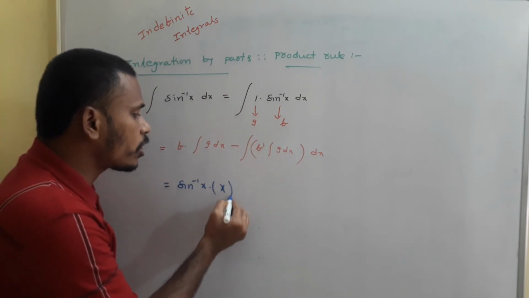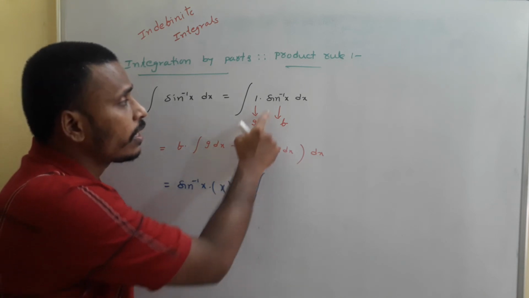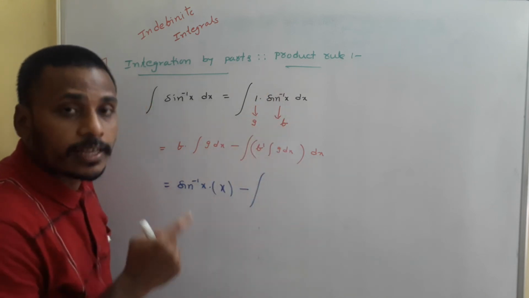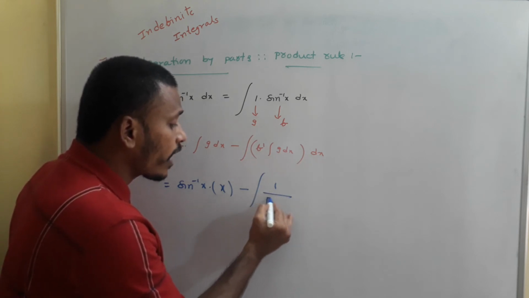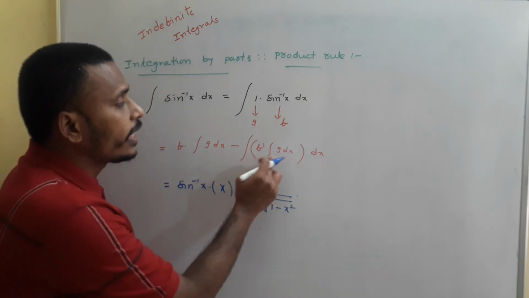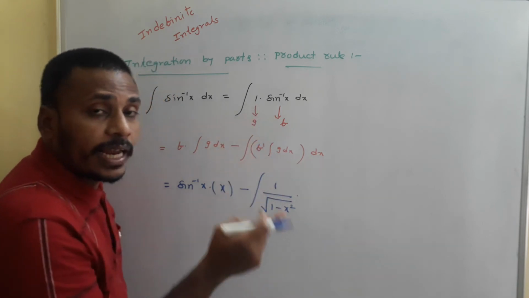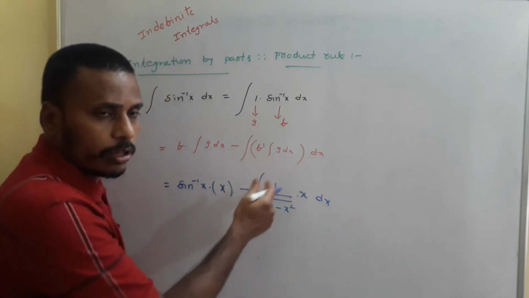As we know, integration of 1 is x, minus integral of f dash. f dash means the derivative of sin inverse x. What is the derivative of sin inverse x? Derivative of sin inverse x is 1 by root 1 minus x square, into integral of g, integral of 1 is x, dx. We need to solve this part again.